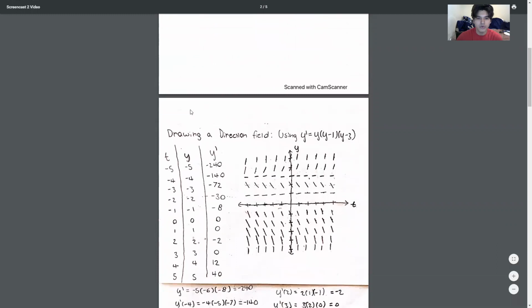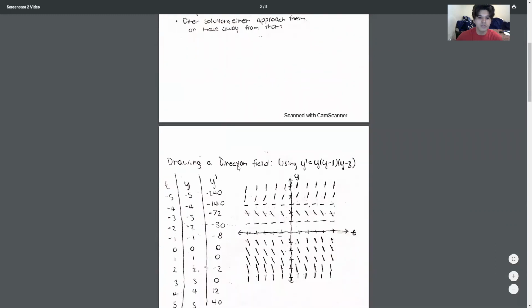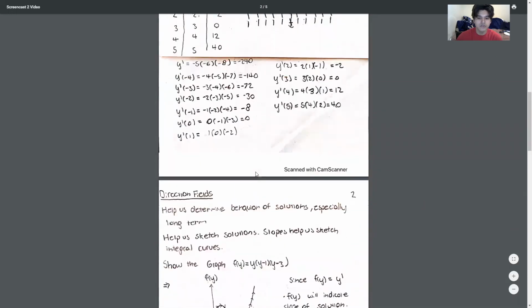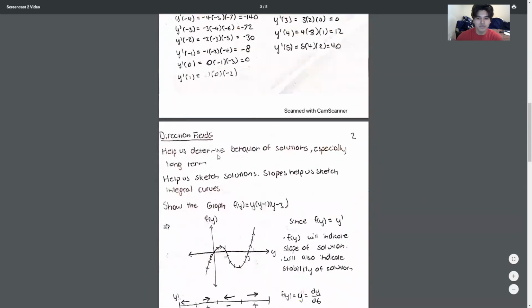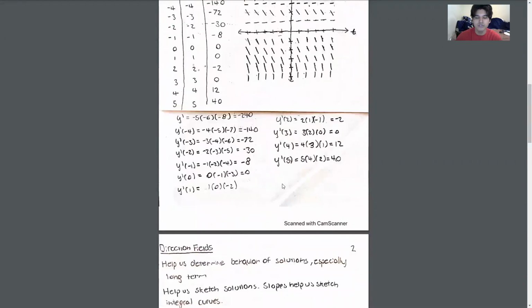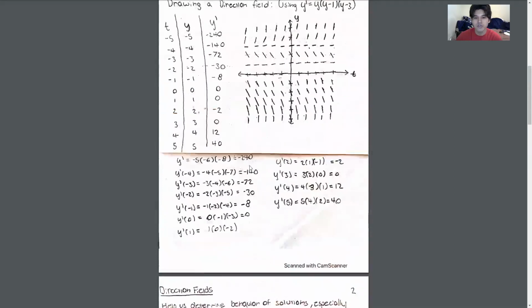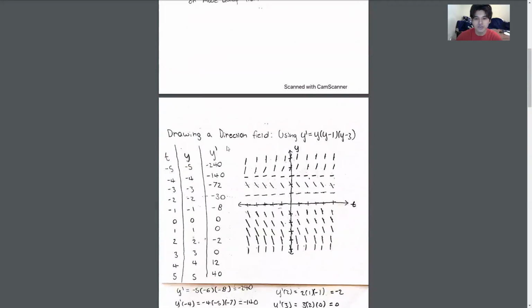Before we dive deeper into that, let's talk about direction fields. Direction fields are important because they help us determine the behavior of solutions, especially long-term behavior, and they're also helpful for approximating solutions whenever we're unable to solve difficult differential equations. They help us approximate solutions. So I'll show you how to draw a direction field.